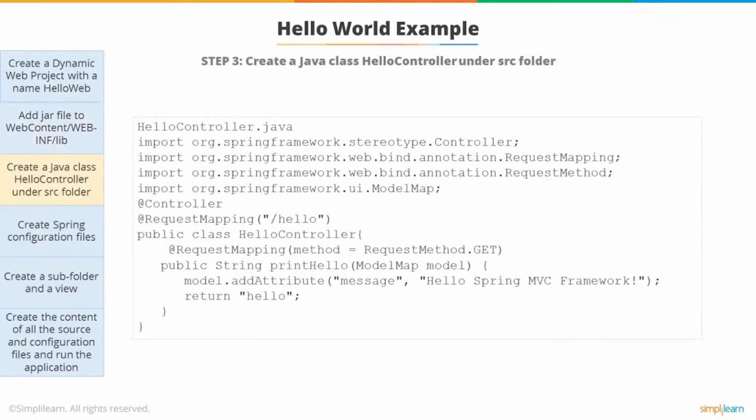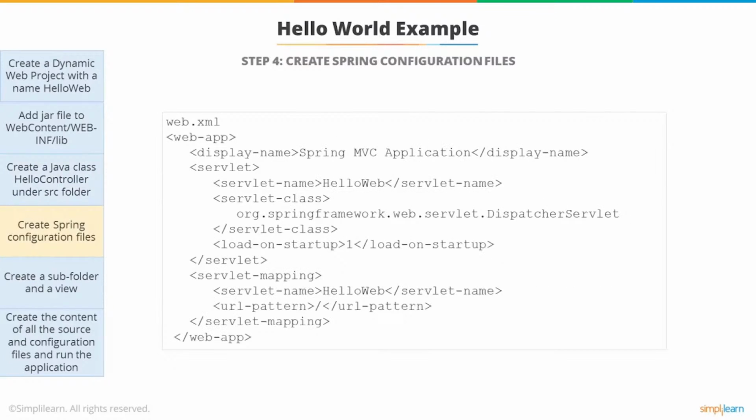Then we write the @Controller and request mapping to /hello. We write the controller with the request method as GET, and we say model.addAttribute message, "Hello Spring Framework". Then we create the Spring config file that maps the dispatcher servlet object and the HelloWeb.